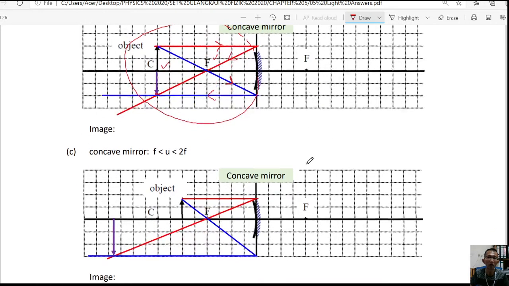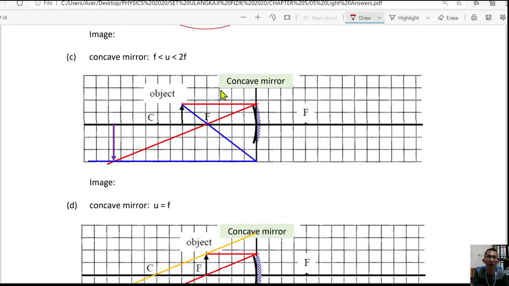Okay, let's move on to the next one, C. Again, if I draw a circle, it goes like this. I'm going to use this C and also this F. First, draw a line parallel to my principal axis, and then it is reflected passing through my focal point. Then we draw the blue line passing through our focal point, going towards the mirror.